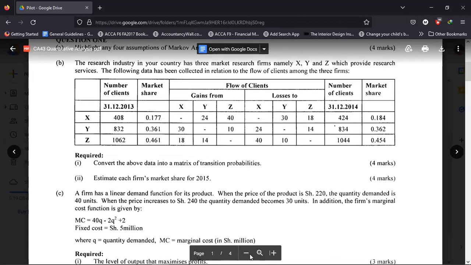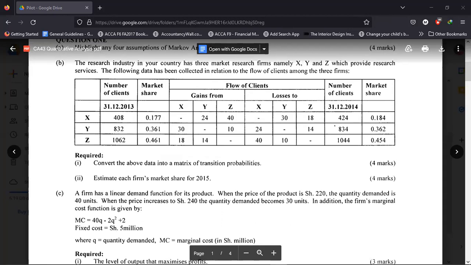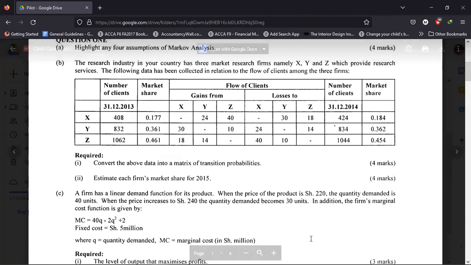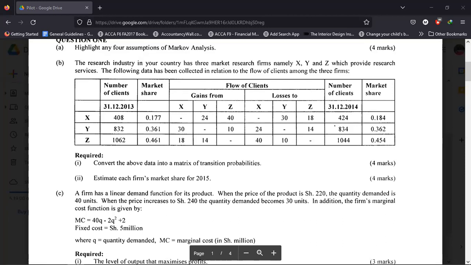You can read, please. The research industry has three market research firms, namely X, Y, and Z, which provide research services. The following data has been collected in relation to the flow of clients among the three firms. Number of clients, market share, X, Y, and Z. The data is provided. Required: 1. Convert the above data into a matrix of transition probabilities. 2. Estimate each firm's market share for 2015.